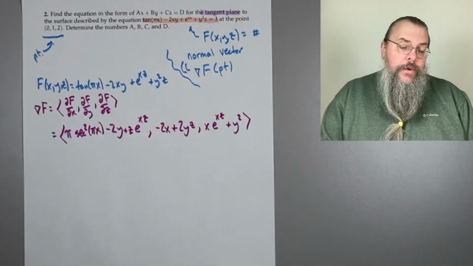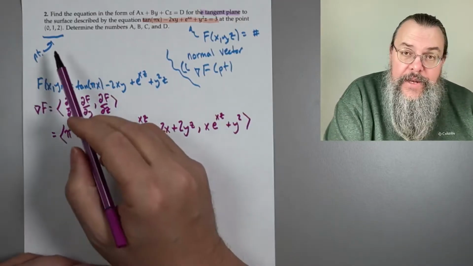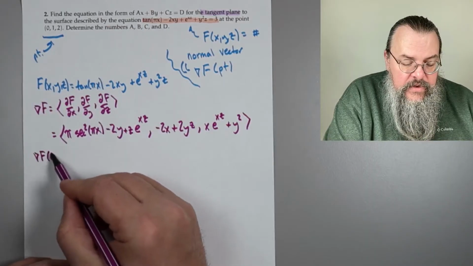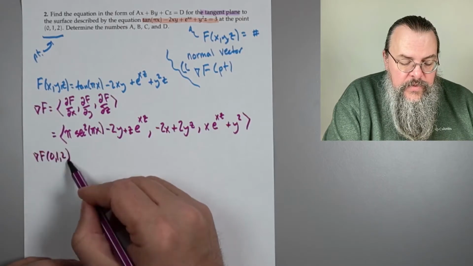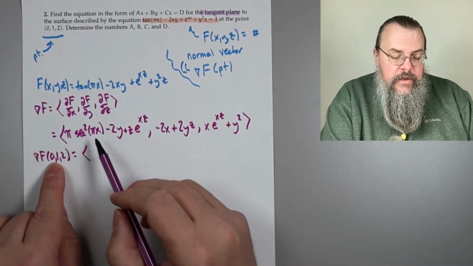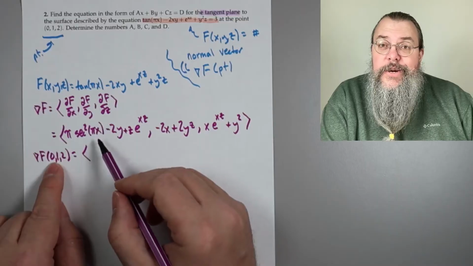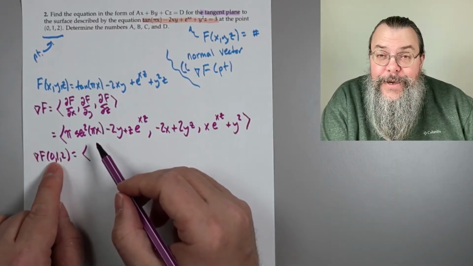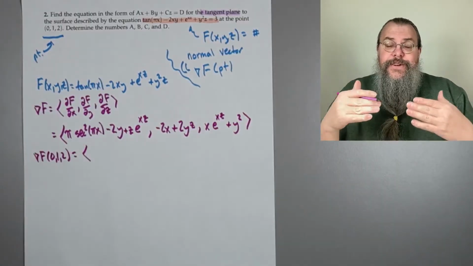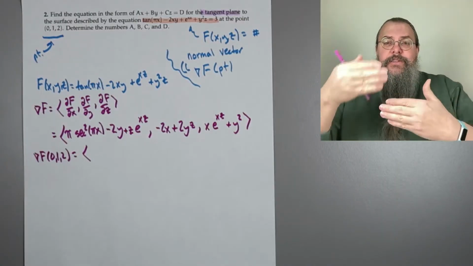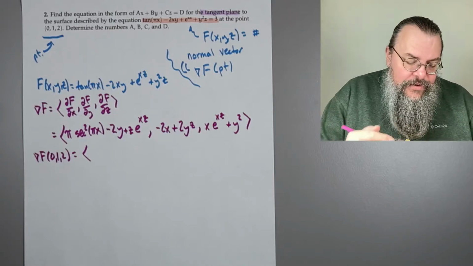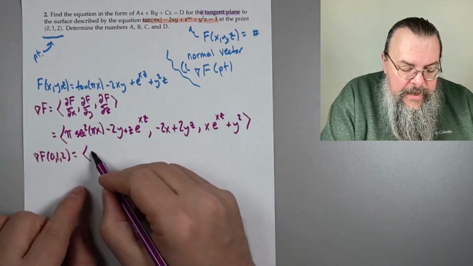Okay, now what comes next? Well, we need to plug in the point. So the gradient of f at 0, 1, 2. Okay, so what do we get? Well, we get pi secant squared of 0. What's secant of 0? It's 1. So think of cosine of 0. Cosine of 0 is 1. That one we're comfortable with. So secant is 1 over that. Cosine of 0 is 1, secant of 0 is also 1. So we have a pi.